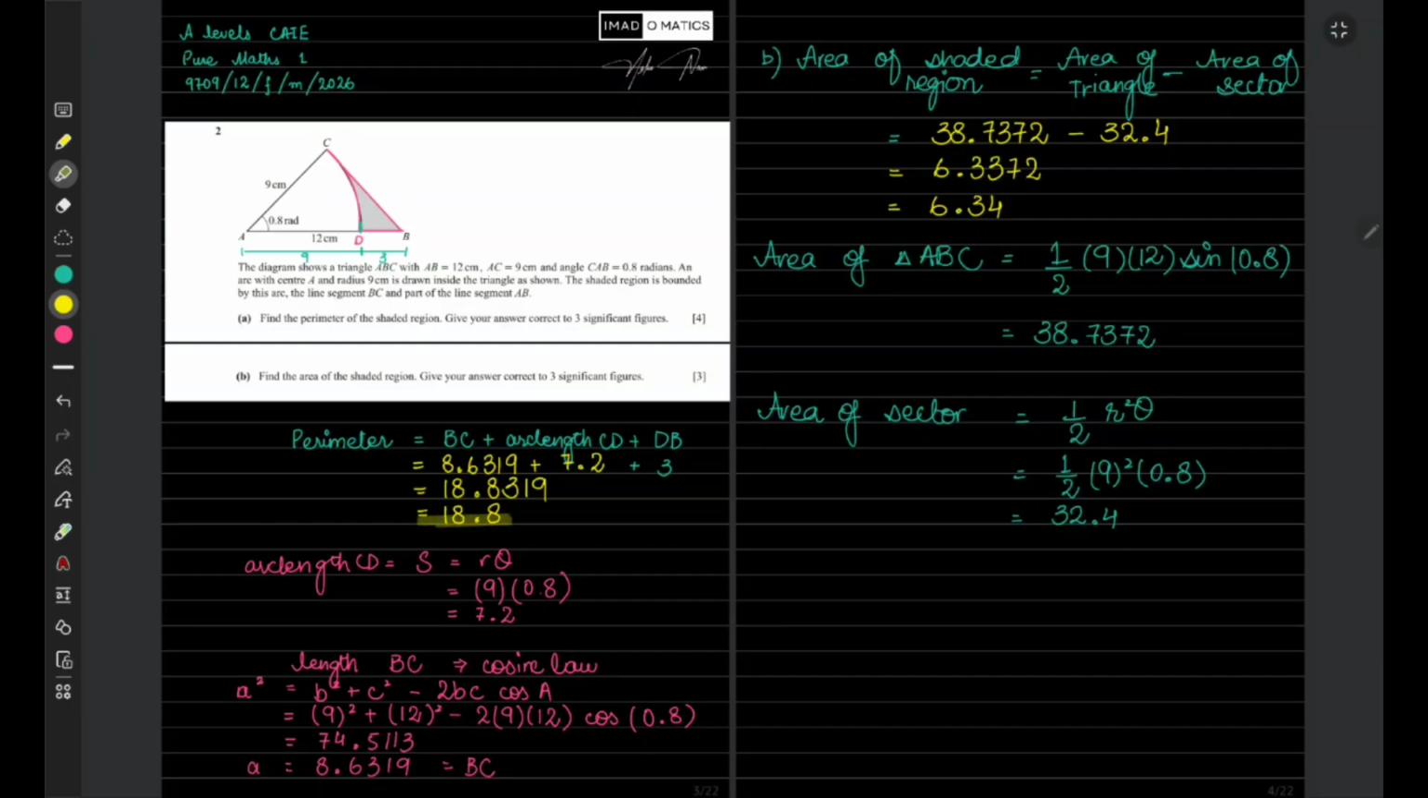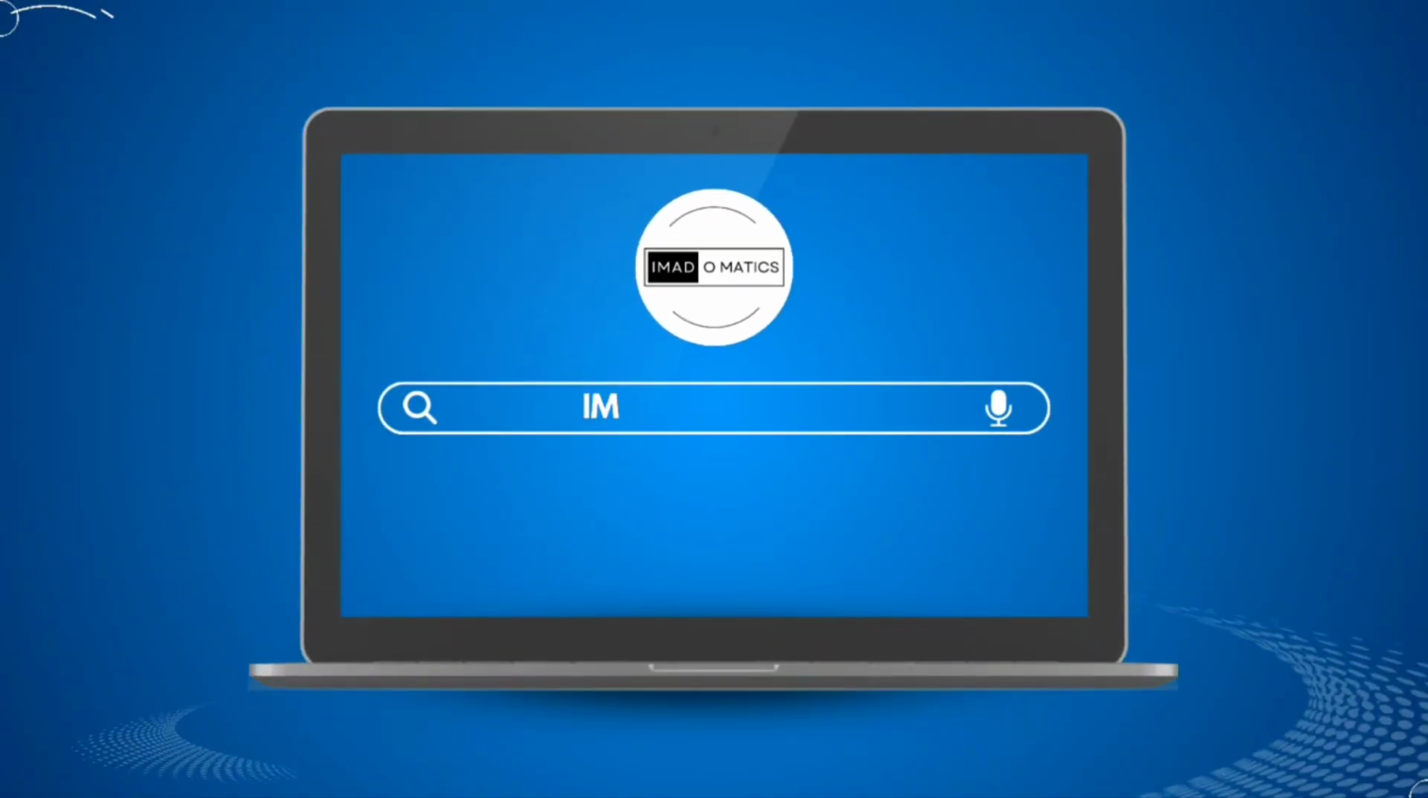This is your perimeter and this is your area. So that's all about question number 2. We just had to find the perimeter and area using the arc length formula, the sine and cosine laws, and the area of a sector formula. So that's all about question number 2.